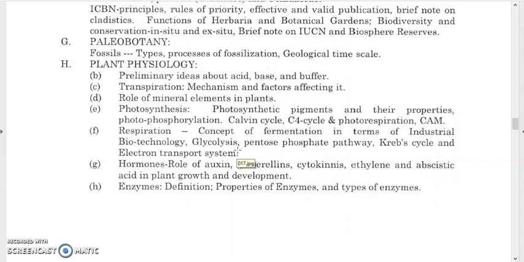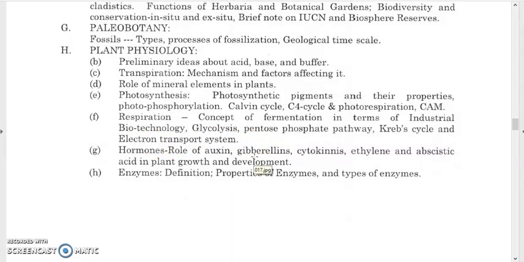Role of mineral elements in plants, like the roles of different mineral nutrition in plants, like zinc, magnesium. What's their role? Photosynthesis, photosynthetic pigments and their properties, photophosphorylation, Calvin cycle, C4 cycle, photorespiration, CAM plant, respiration, concept of fermentation in terms of industrial biotechnology, glycolysis, pentose phosphate pathway, Krebs cycle, and electron transport system. And plant hormones, like the role of auxin, gibberellin, cytokinin, ethylene, abscisic acid in plant growth and development.